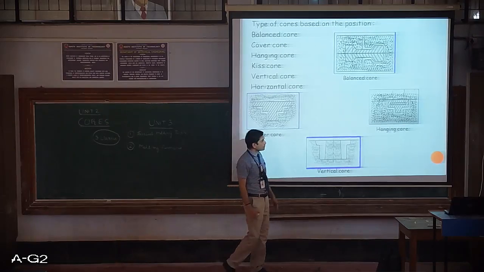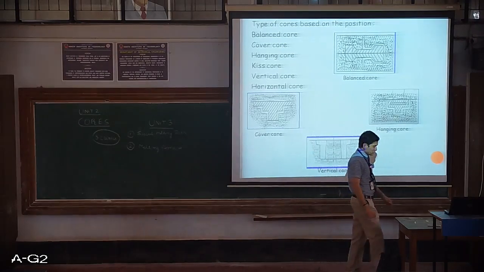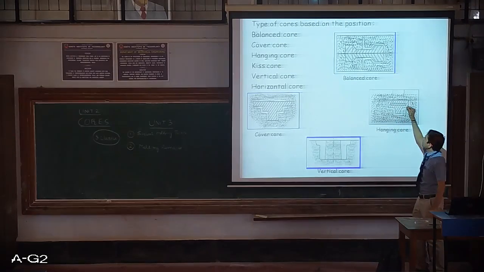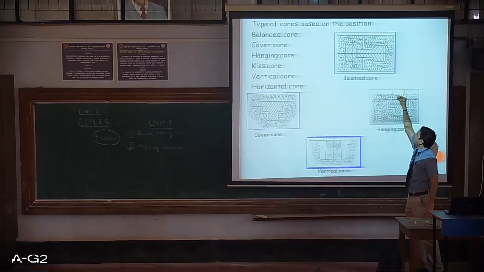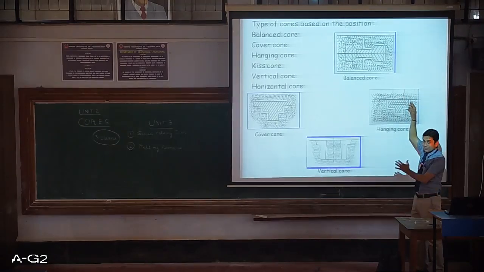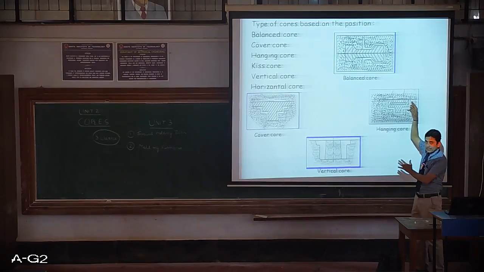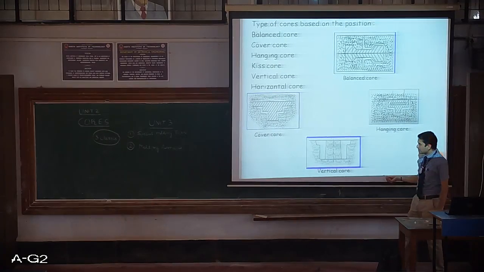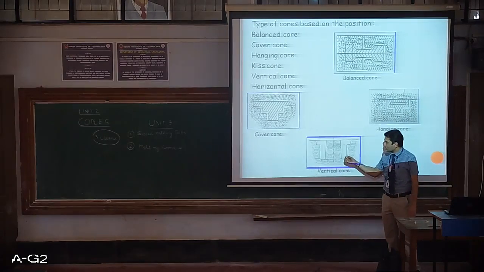Similarly, there is something called the hanging core also. If you can see in this way, this is the part which can be called the core. This core part is hanged by some arrangement. So if this is the manner in which the core is put inside the mold cavity, it is called the hanging core. Similarly, there are types like vertical core, wherein the core is in the vertical direction like this.